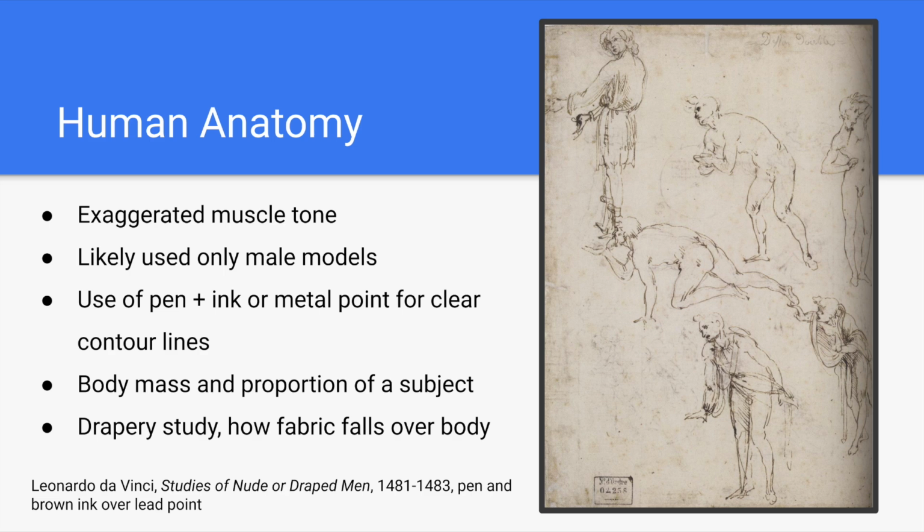For our next concept, we have human anatomy, and human anatomy in these preliminary drawings also showed the very exaggerated muscle tone that we see in the Renaissance, from the humanism and the realism that all of these artists were going for. They probably only used male models, even though they would be drawing female figures. They were definitely mostly male. But if you look at all of these drawings here, it showed the body mass and the proportion of a subject, and the artist could experiment how they wanted to show that.